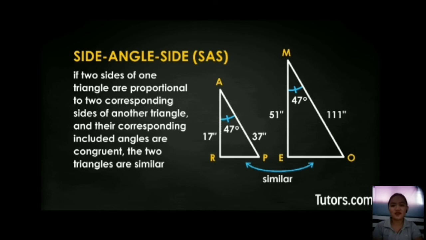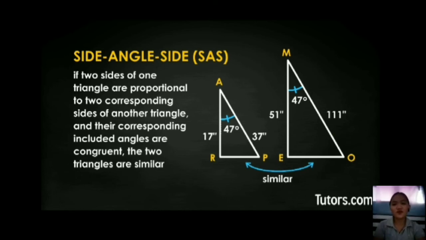So next, let's discuss the second theorem, which is side-angle-side. The second theorem requires an exact order: side, then the included angle, then the next side. Side-angle-side states that if two sides of one triangle are proportional to two corresponding sides of another triangle and their corresponding included angles are congruent, then the two triangles are similar.